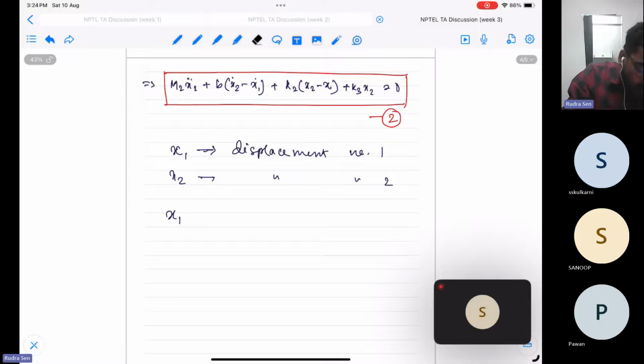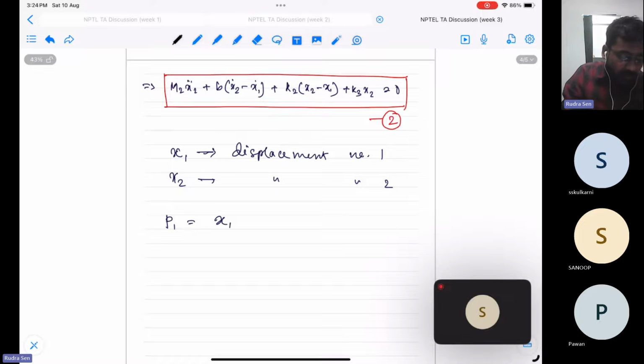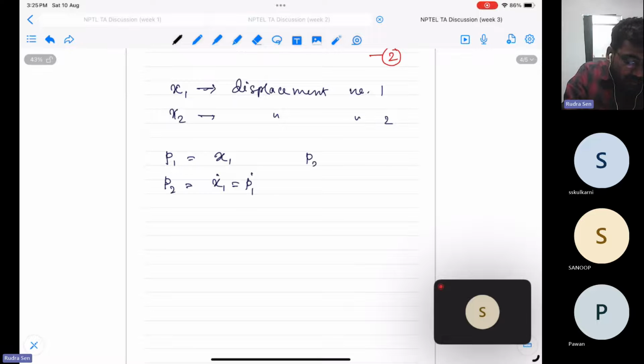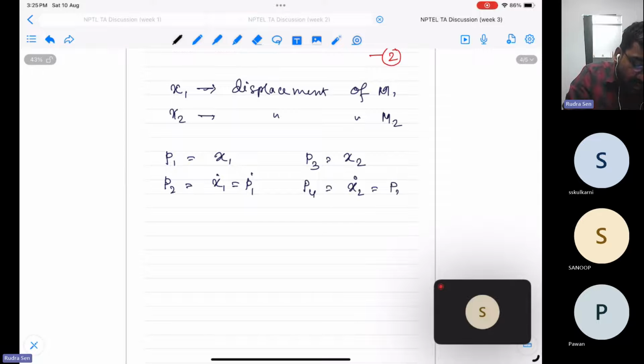Let's say I'm considering the states. Normally we use x1, x2 as the states, but since I have already used x1 and x2, instead I'm using p. So p1 is equal to my state x1, and p2 is equal to x1 dot, which is basically p1 dot. And p3 is the x2, which is the displacement of the second body, and p4 is equal to x2 dot, which is p3 dot.